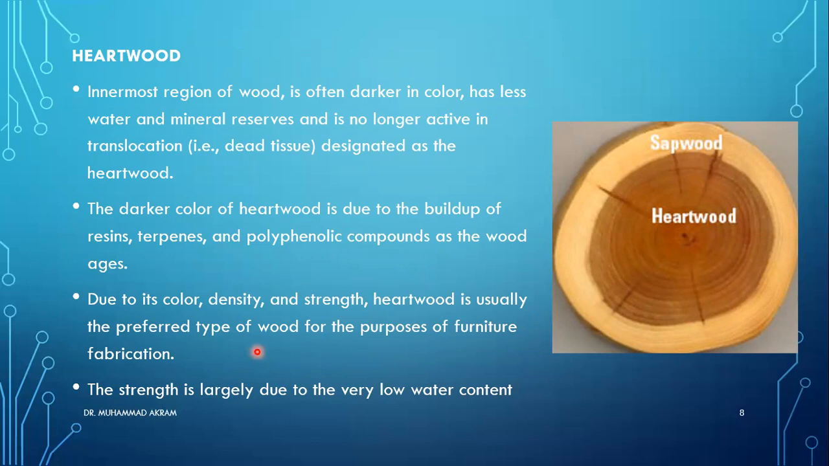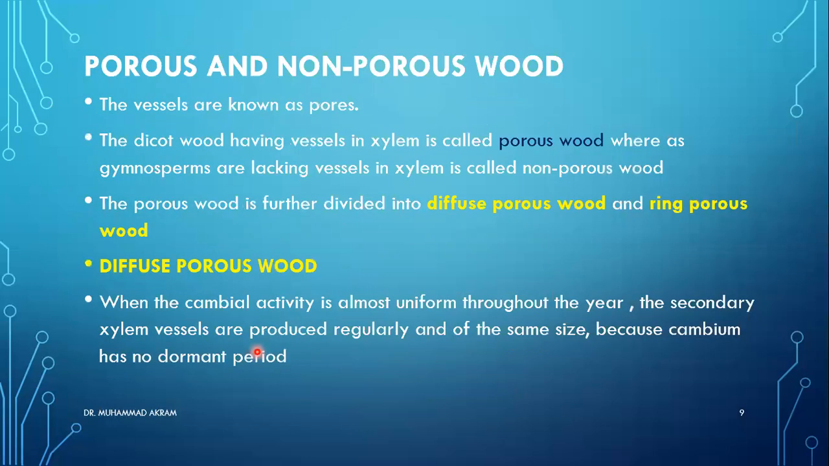The strength is largely due to the very low water content. Another type of wood that has been recognized is porous and non-porous wood. The porous wood generally has vessels, or pore-like structures, known as vessels. The dicot wood having vessels in the xylem is called porous wood, whereas the gymnosperms, lacking vessels in the xylem, have non-porous wood. The porous wood is further divided into diffuse porous wood and ring porous wood.